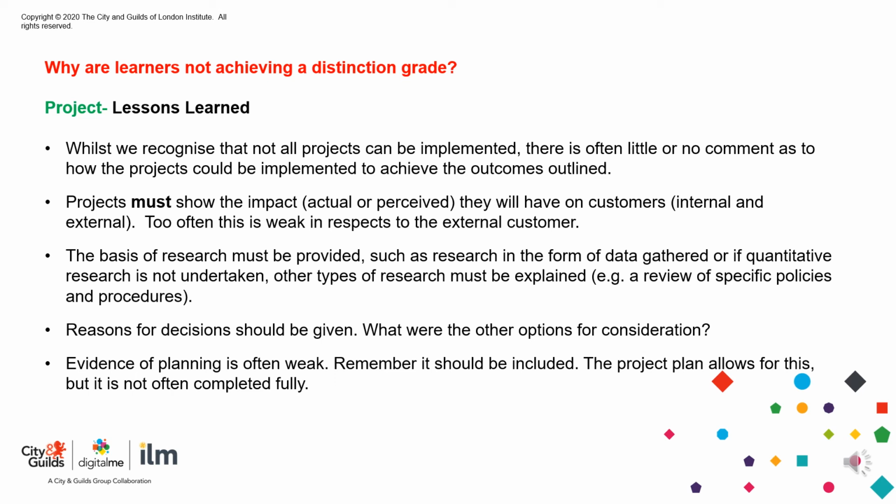The basis of research must be provided, such as research in the form of data gathered, or if quantitative research is not undertaken, other types of research must be explained. For example, a review of specific policies and procedures would be appropriate. Reasons for decisions should be given. What were the other options for consideration and why were they not used?